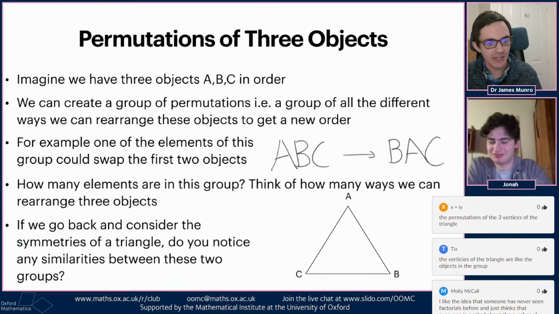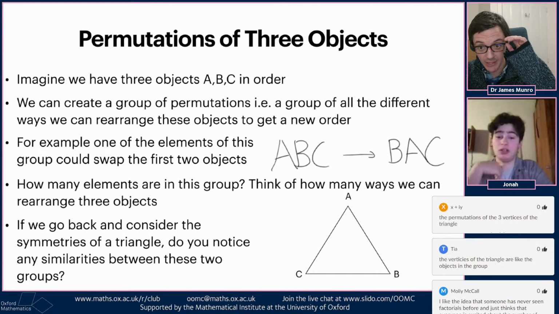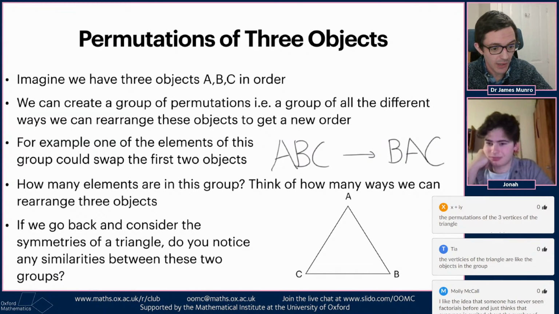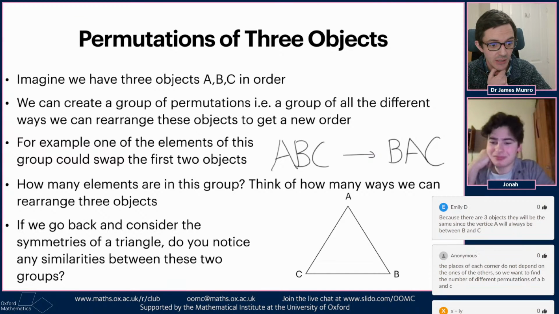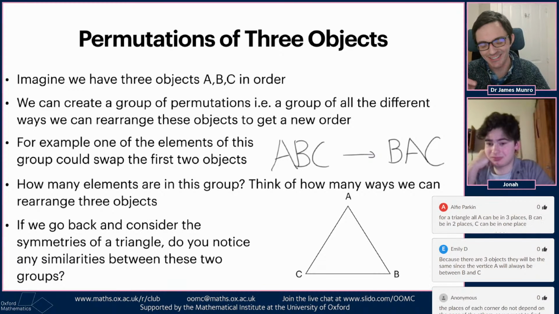So there's some links. I want to read a couple of them out. Keep typing if you're typing and I'm talking. Erin says there are 3 objects A, B, C and there are 3 sides or vertices in a triangle. I think they might have noticed that you've labelled them A, B, C as well. Tia says that the vertices of the triangle are like the objects in your permutations. They say that the permutations of the 3 vertices of the triangle are what we're doing here. That's how they're linked. There's some link between the three things in your permutations and the permutations of the vertices.